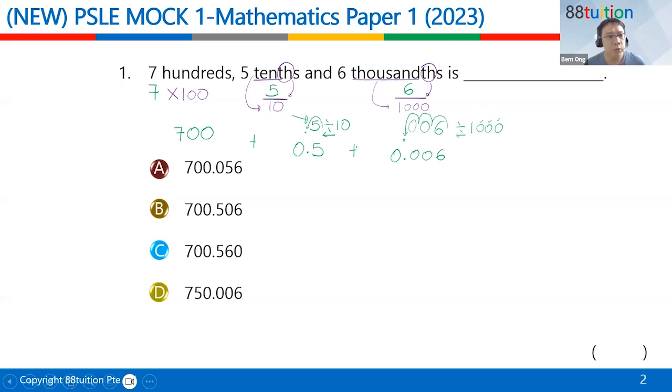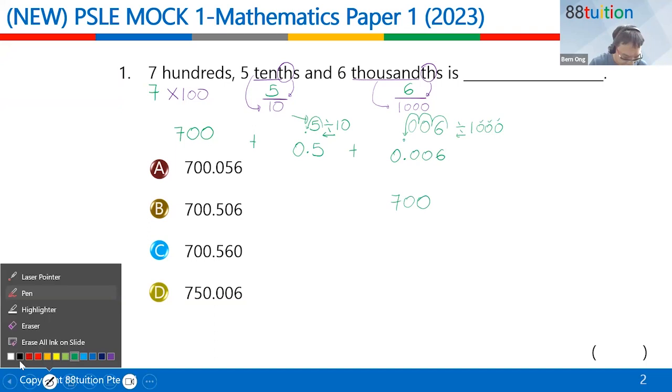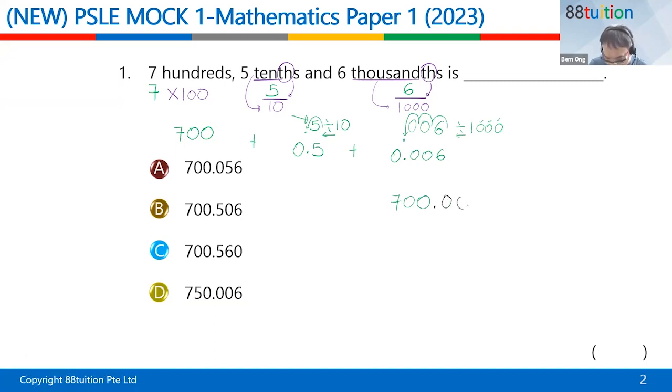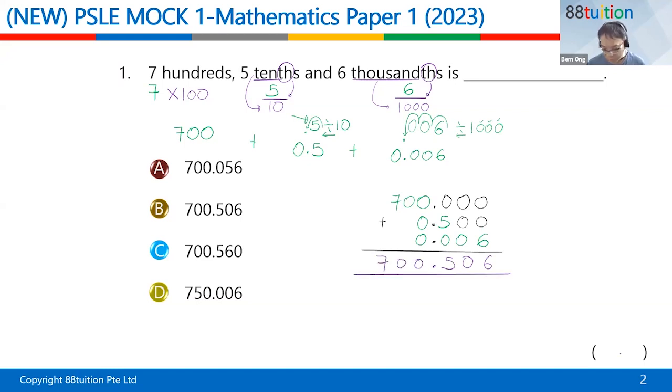All right, and children, don't take it for granted. Be careful. 700 is like that. Then the three decimals at the back, 0.000, like 700. The dots must be all in line. Be careful about that. So you have 0.5, you have 0.006. If there are some empty slots, you can put in a 0. The zeros at the back are free. Eventually you work it out, and your answer should be 700.506. So you read it from left to right, it is 700.506, which is B.